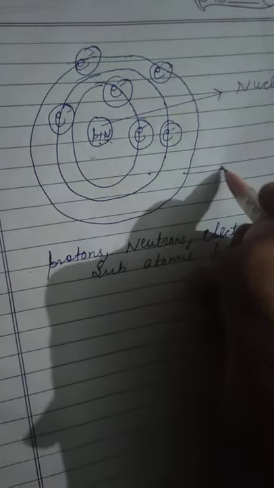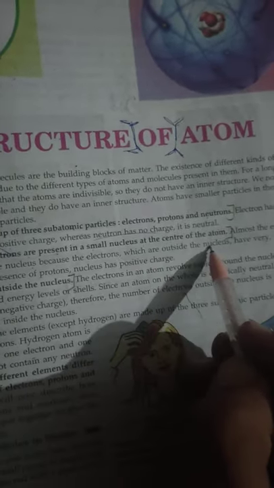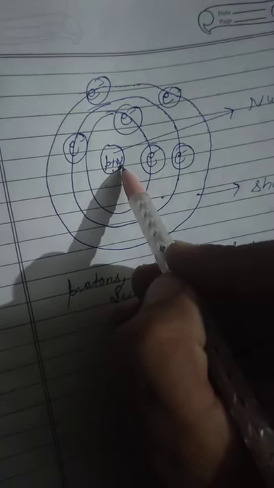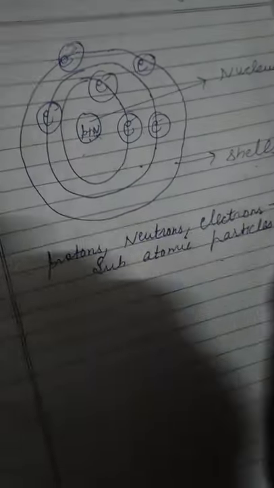And these are the shells. Almost the entire mass of the atom is in the nucleus, because the electrons outside the nucleus have very, very small mass. The nucleus has a positive charge due to the presence of protons. In this nucleus, protons and neutrons are present, and the total sum of the protons and the neutrons makes the whole mass of the atom. The electron mass is very, very small, so it is always ignored when we calculate the mass of the whole atom.